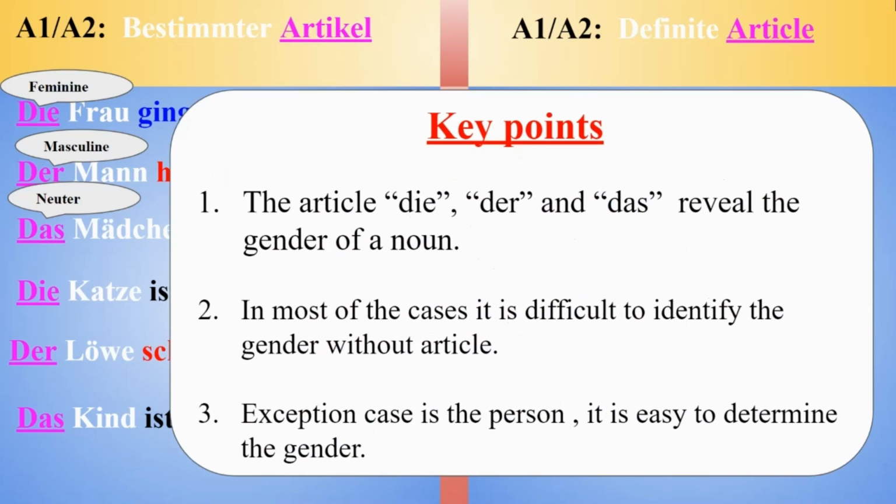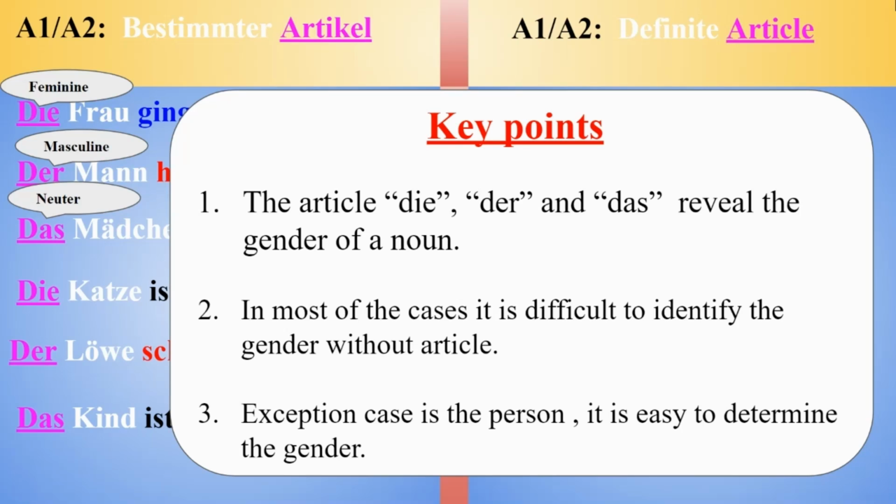There are some important points to remember here. First, the articles die, der and das reveal the gender of a noun. Second, in most cases, it is difficult to identify the gender without the article. Third, even though there are some exceptions, for example, in the case of a person, it is really easy to determine the gender. Once you have the article, you can easily determine the gender of the noun.